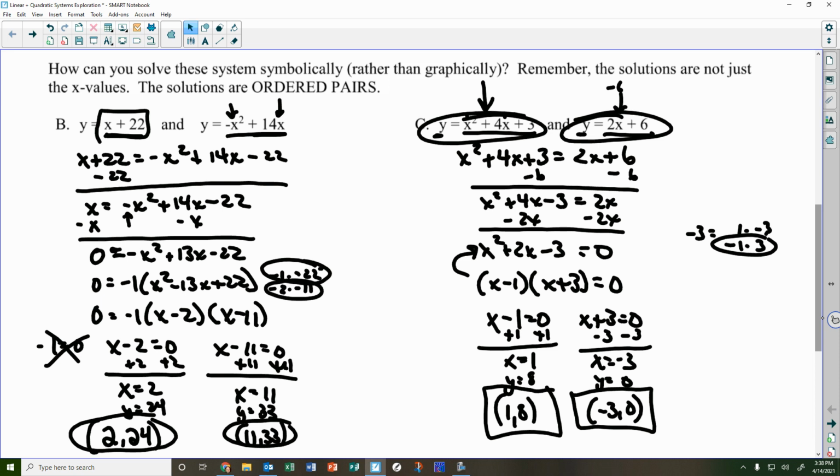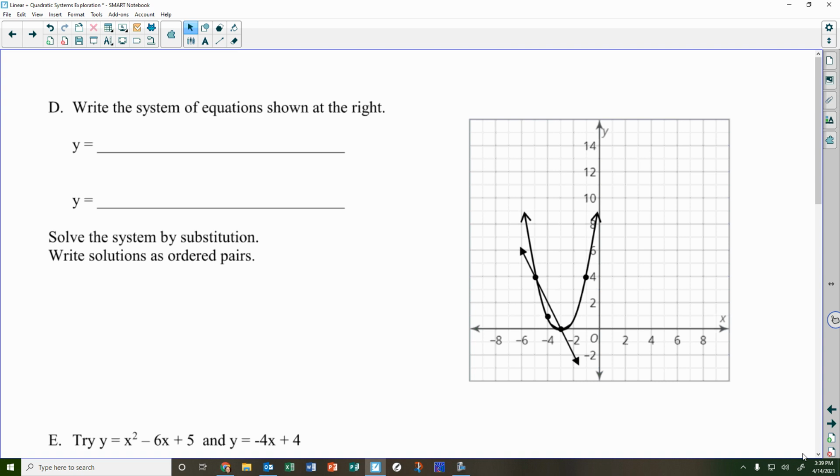The graphing calculator can help you, obviously, as well. All right, so let's go to page 2, because we got this and we got notes today, too, so there's a little bit to do. So let me click on the arrow here, since I cannot touch it. So it says we're going to write a system of equations shown at the right. So they gave us a graph at the right, and then we're going to solve it symbolically.